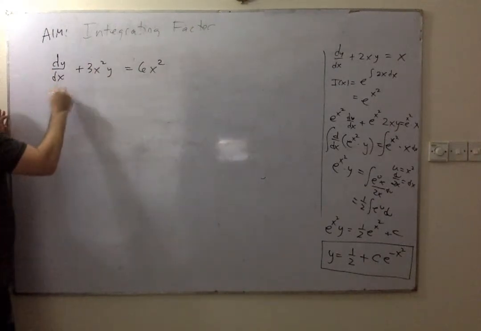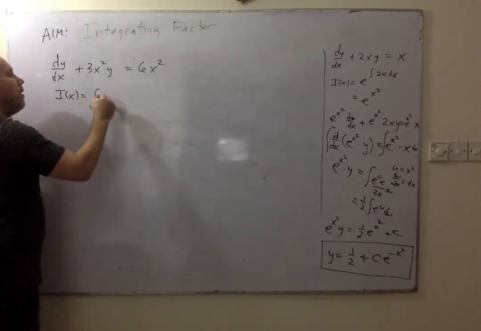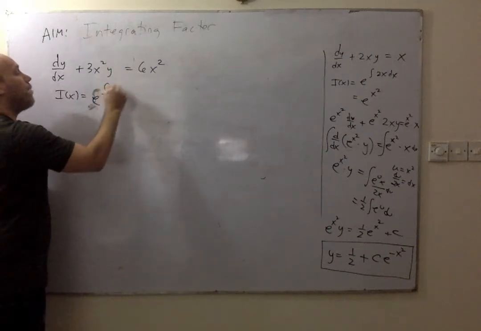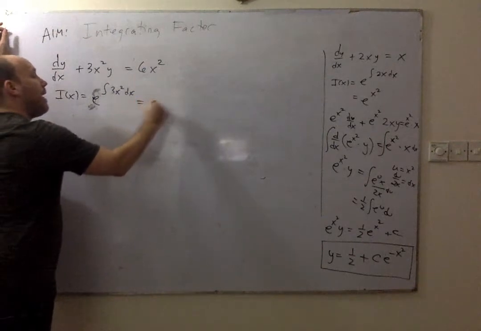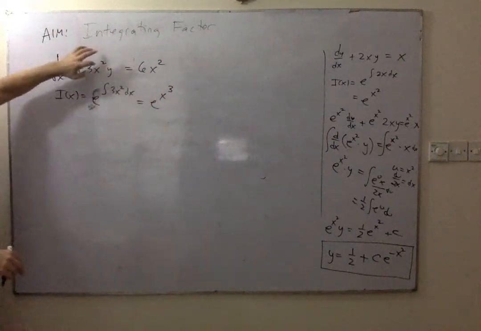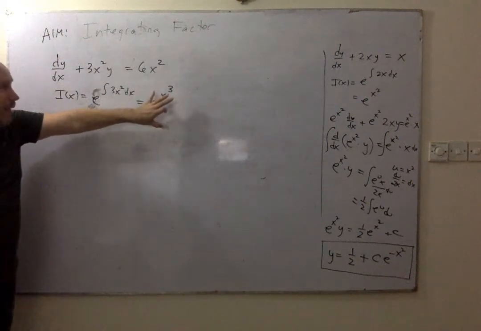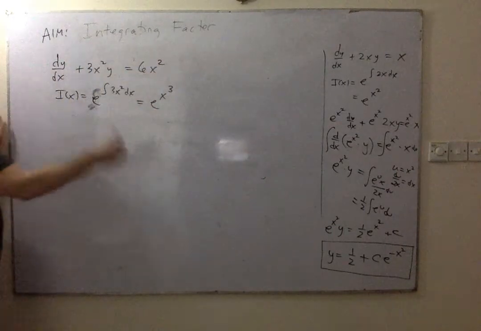Fine. So we know that I of x is equal to e to the integral of 3x squared dx, right? Which is equal to e to the x cubed. It's not a coincidence that this all ties in together. The derivative of e to the x cubed is e to the x cubed times 3x squared. That's going to be nice when we multiply everything through.